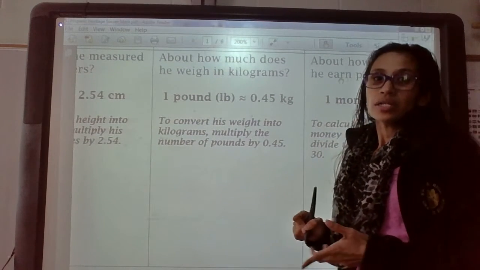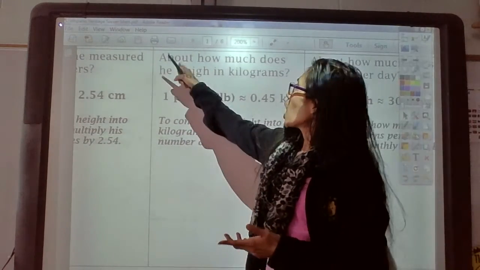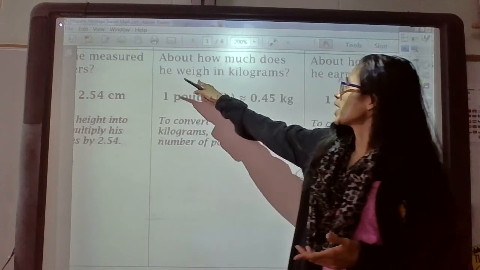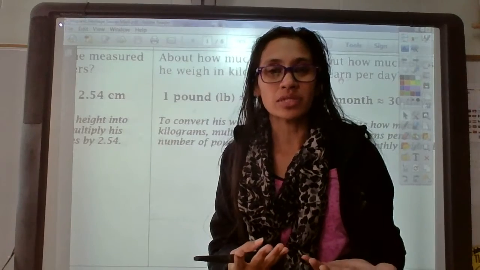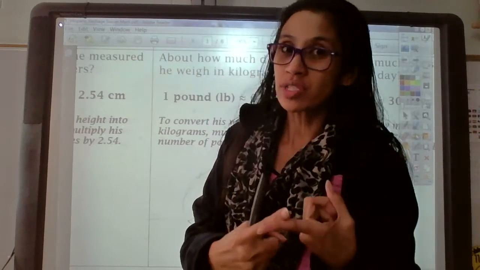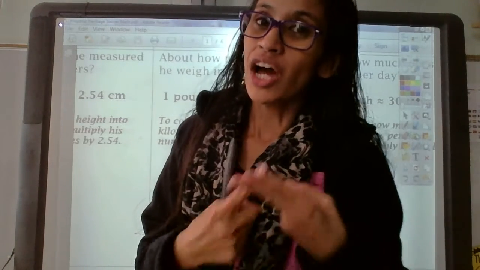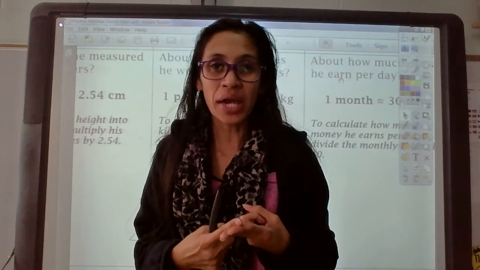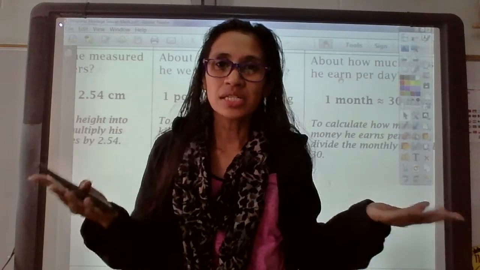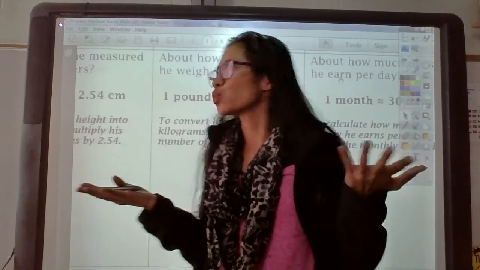All right. The next question says, about how much does he weigh in kilograms? How much does he weigh in kilograms? So we've done pounds and we've done ounces. Another unit that we use, another measurement that we use to measure weight is kilograms. See, you just know so many ways to measure weight.